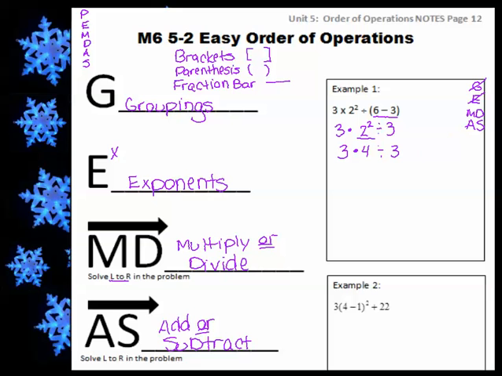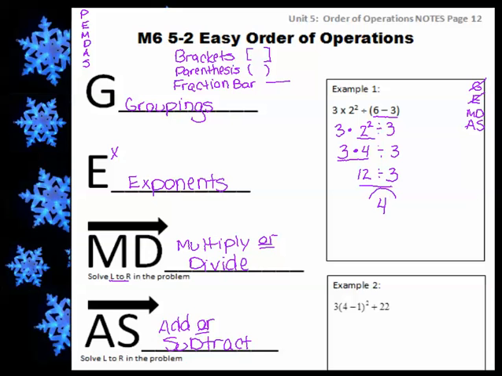Do I have any multiplying or dividing to solve? Well, I have both. So I look which one is first. 3 times 4 is first in line, so I'm going to solve that first. So 3 times 4 is 12, and I'm going to write 12, then divide by 3, bring everything down. And then I'm going to solve my last piece. 12 divided by 3 is 4.